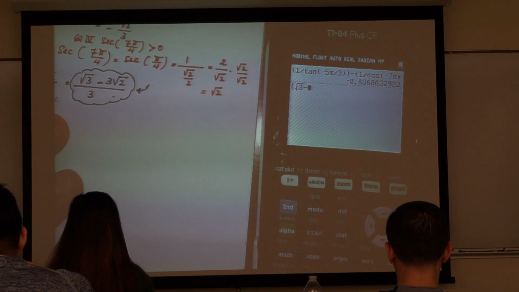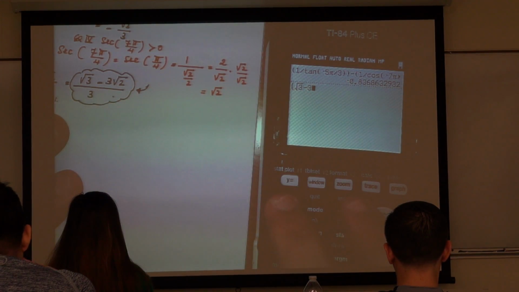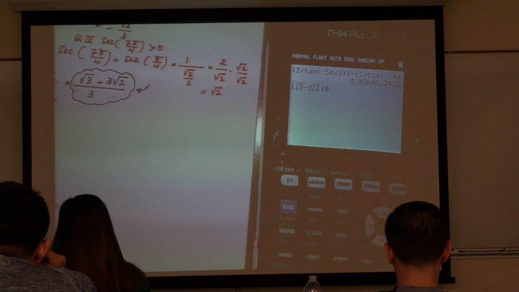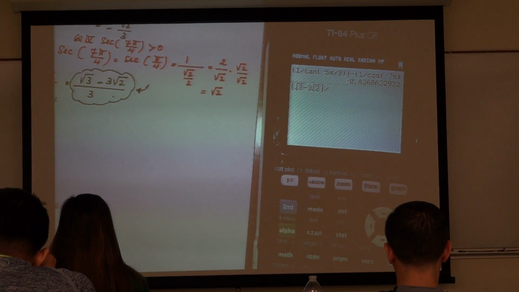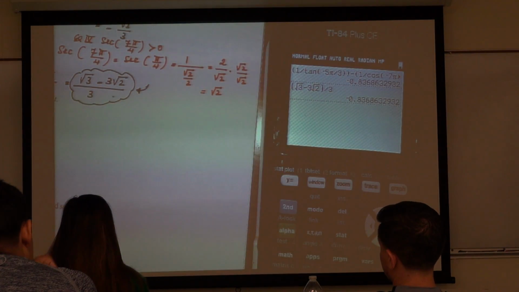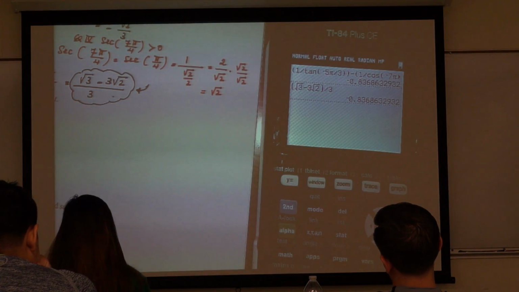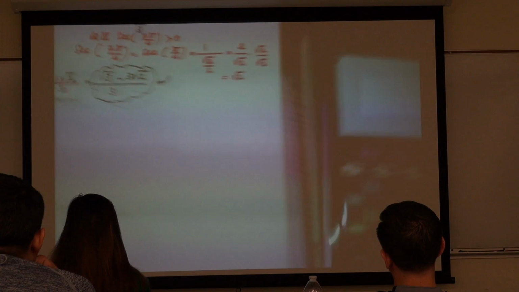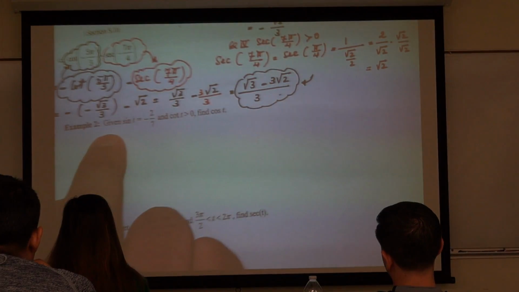Minus what? 3. Square root of what? Over what? All of it. 3. I think you see how you test? You test, no problem. But the calculator is not going to help you if you don't understand what you're trying to do. So watch something interesting here in example number 2.